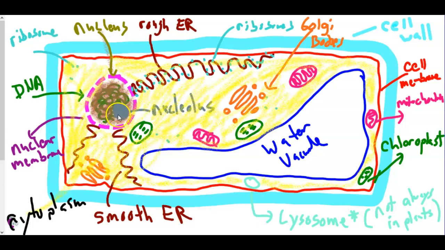It has a dark nucleolus to make ribosomes, and it's surrounded by a membrane that can push things in and out. We also have ER, like our transportation system. Sometimes it's rough with little ribosomes on it to transport proteins. Sometimes it's smooth, and these usually transport lipids.